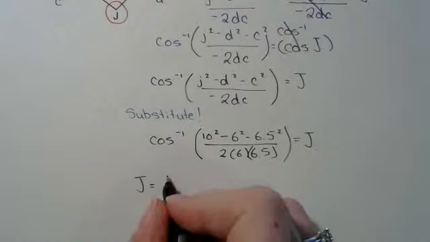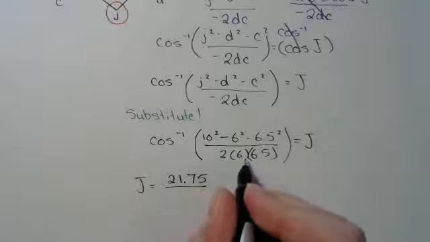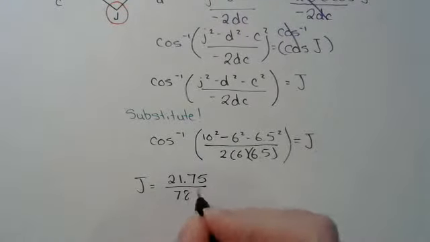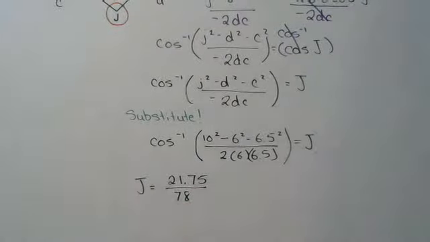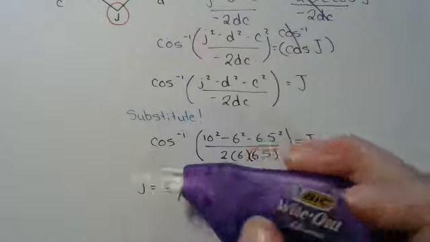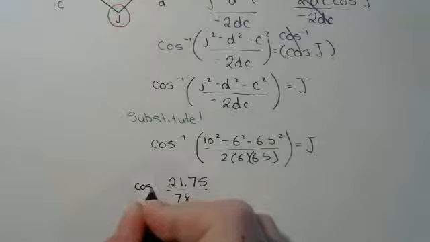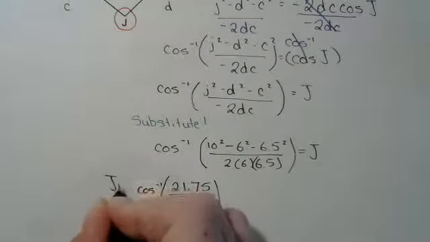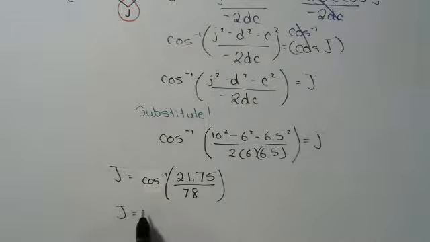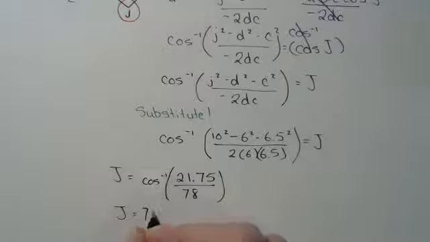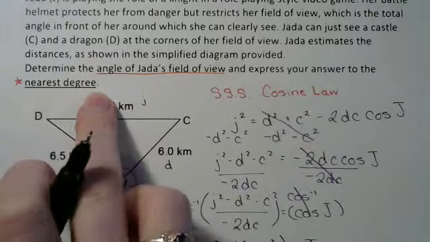So do some calculations. Top we would have 5, divided by 2 times 6.5 is 78. And we're taking, oh, I ran out of room. Yeah, because I don't use pencils for my video. Taking the inverse cos of all that. So J equals, if you calculate that, put that in your calculator, 74 degrees, because we're answering, remember, to the nearest degree.